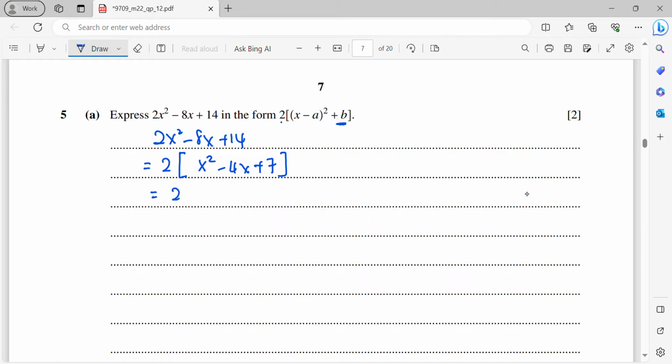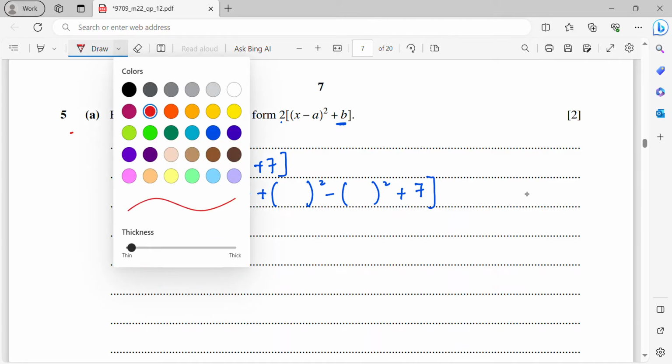Now, rewrite the first two terms. And then for completing the square, you always add bracket squared minus bracket squared, then plus 7. Now the term inside the bracket should be the coefficient of x divided by 2. So I'll get negative 4 over 2.